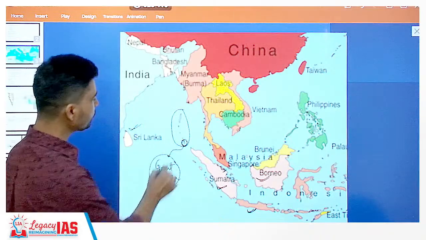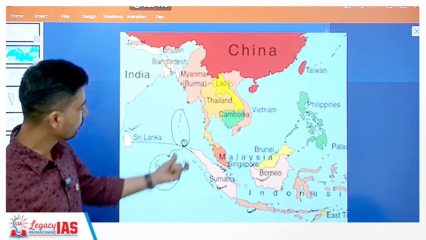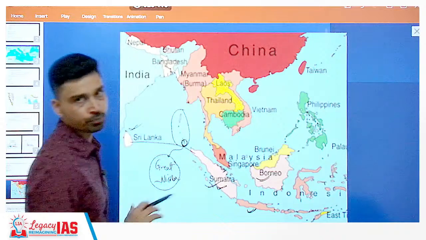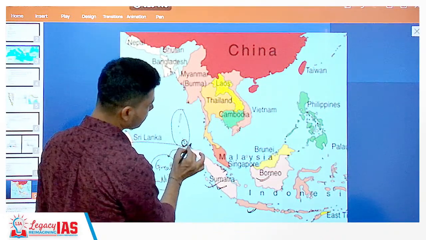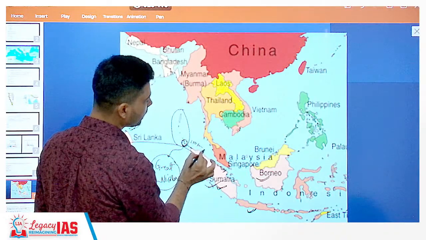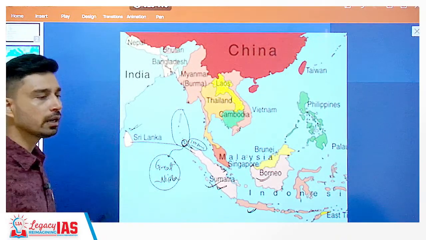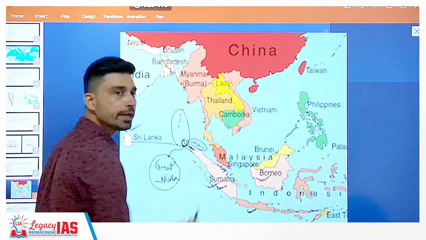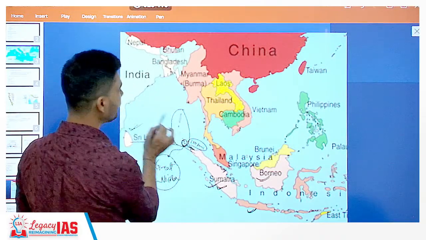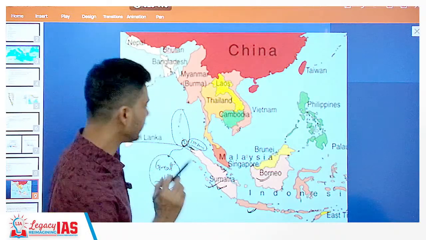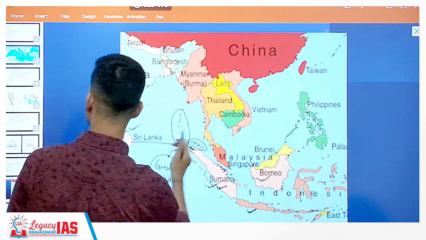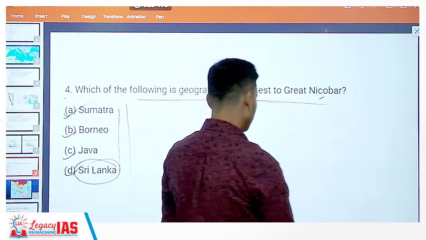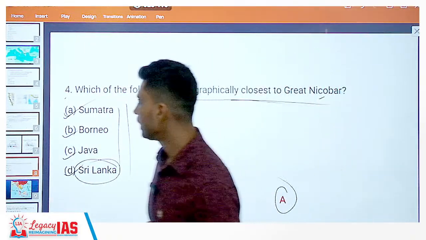So obviously if you measure the distance from Great Nicobar to these other islands, we can clearly understand that Sumatra is the closest island, and more precisely the distance between Great Nicobar and Sumatra stands at around 150 kilometers. So it is very near. Almost we can say that Indonesia is nearest to the Andaman Nicobar island group as compared to the continental landmass of India, or the Indian mainland. So for this reason, if you go back to the question, the correct answer is A, Sumatra, which is geographically closest to Great Nicobar island.